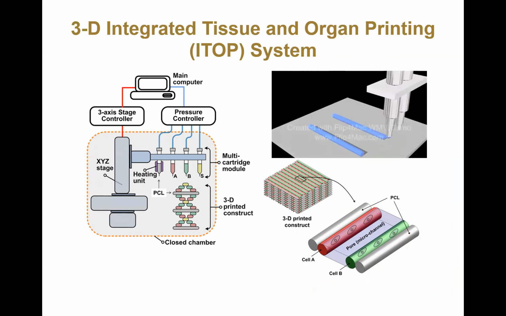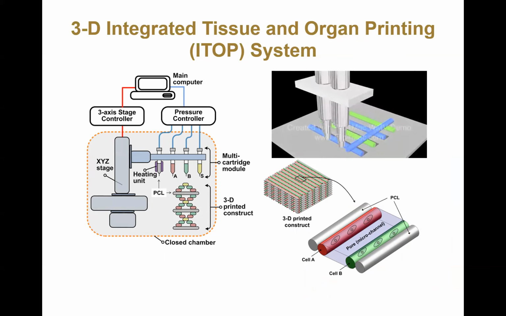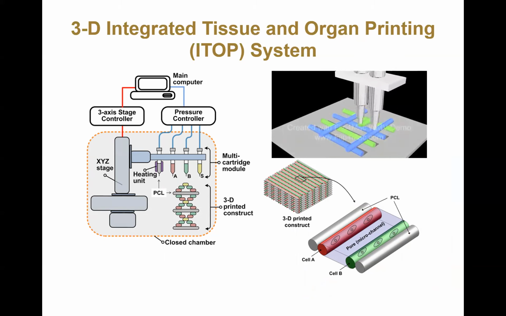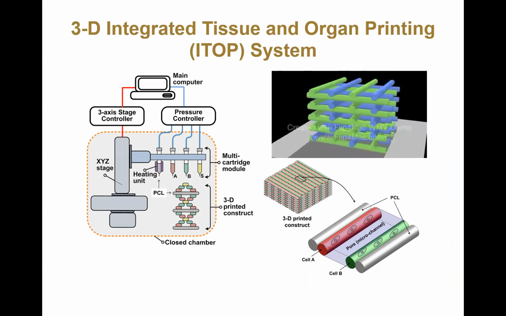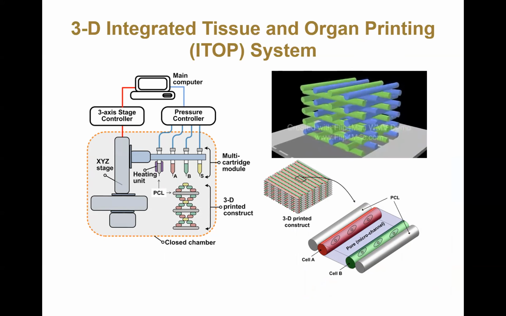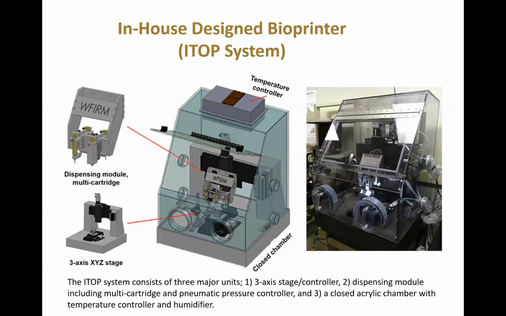This slide just shows a schematic diagram of the printer, and you have an XYZ stage, as well as multiple print heads. They're all controlled by a computer. And here you can see you can print different cell types, as well as different biomaterials. This is a picture of the system you can see on the right-hand slide.